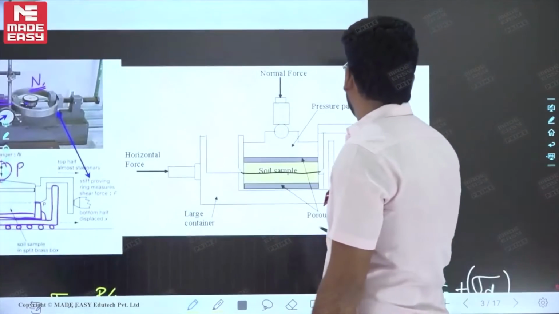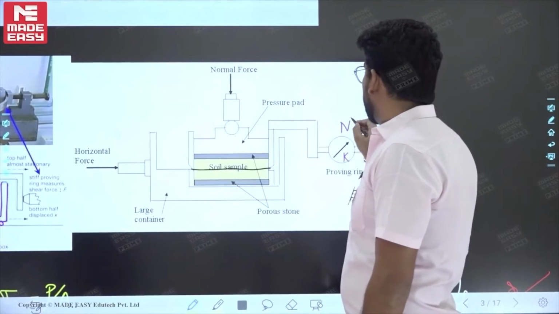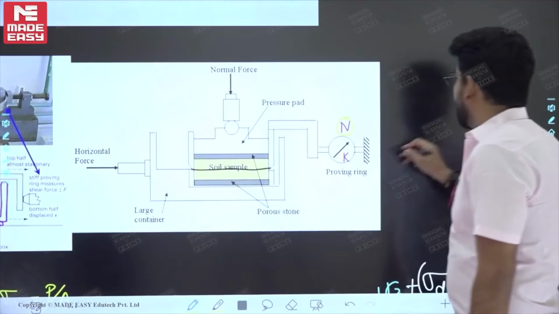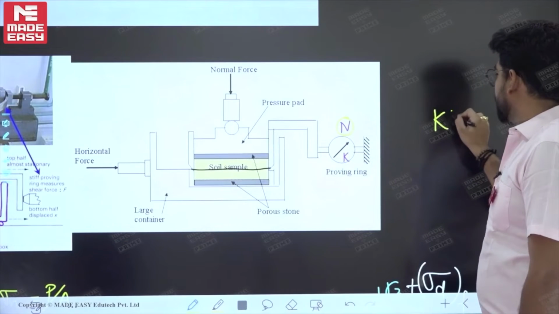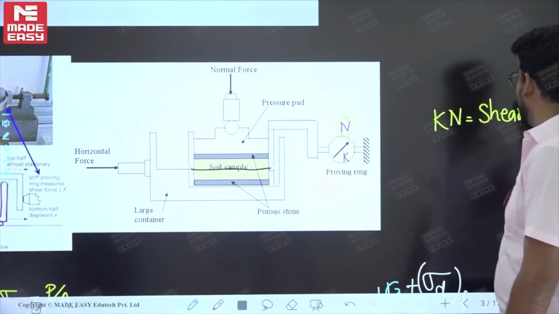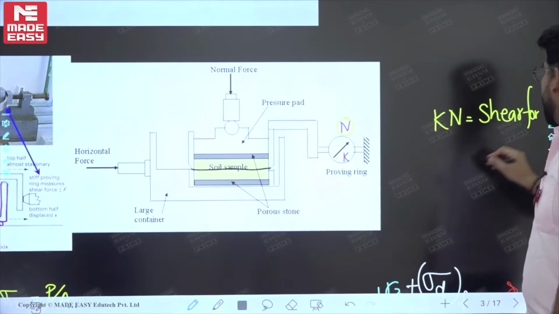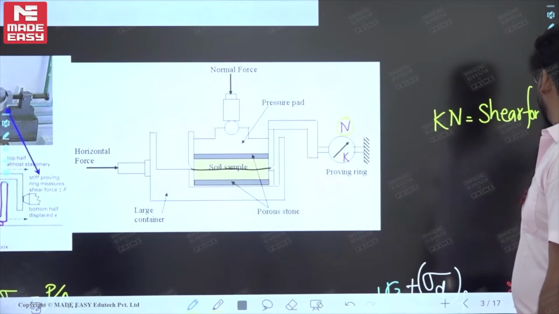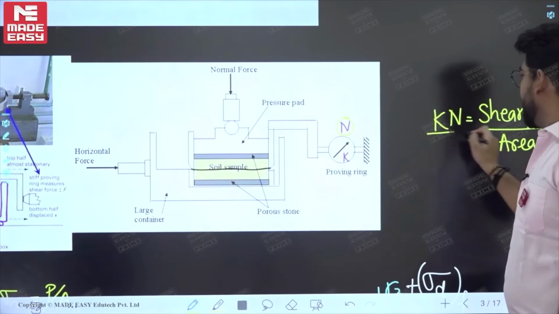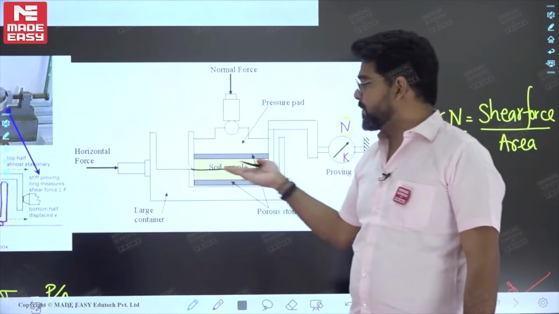Okay. Now by the proving ring we determined what? That N is the dial gauge reading at the time of failure where this kickback will be obtained. K is the constant of this proving ring dial gauge. So we can say that K into N is the shear force at the time of failure. Am I right? And now if we divide it by the area A, and this A will be the same, this area.